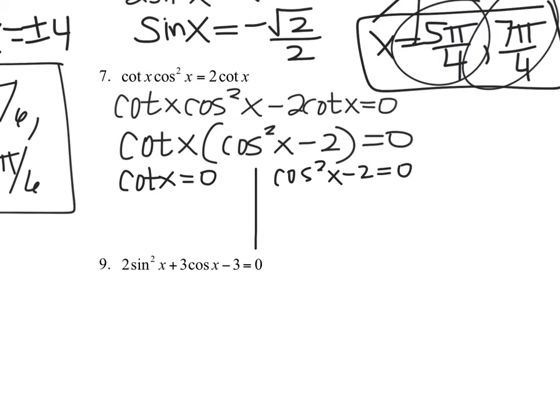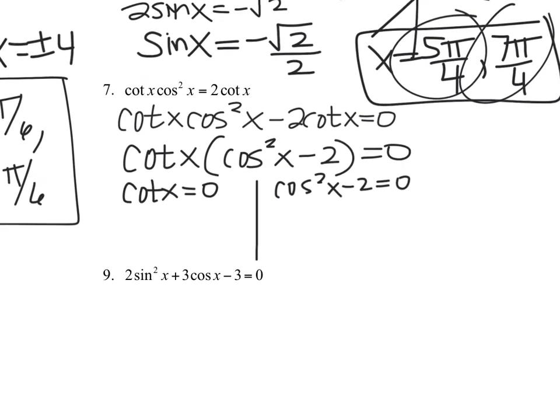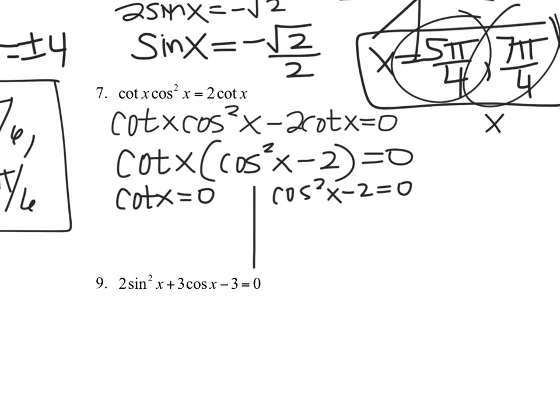Okay, so let's focus on the left one first. Where does cotangent equal 0 going around this whole thing? That's tough, right? Cotangent, tangents, those are hard. Well, cotangent is the x value over the y value on the unit circle. And where is x equal to 0? Pi over 2? Is that right? Yeah? And then 3 pi over 2.